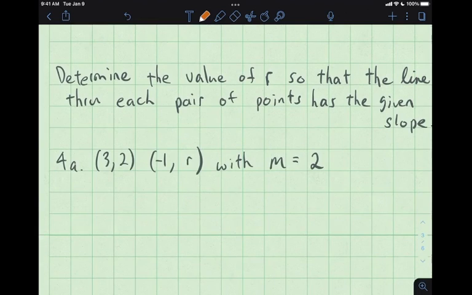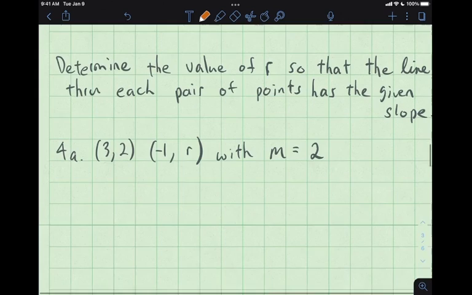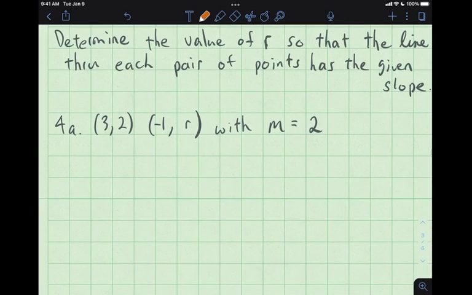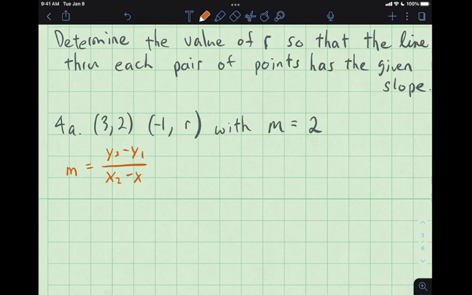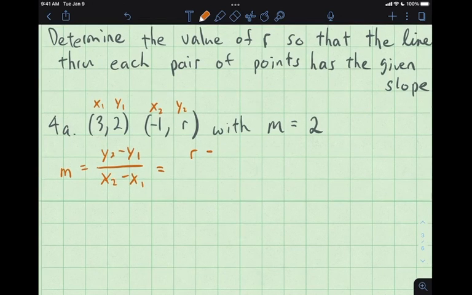Now for these last type of problems, you are to determine what the value of r is so that these 2 points have the given slope. This one involves a little bit more algebra. So in these problems, the setup remains the same. You figure out what your slope is using this version of the slope formula. Label your points just like from before. Okay, and now put in those numbers. r take away 2 divided by negative 1, take away 3.